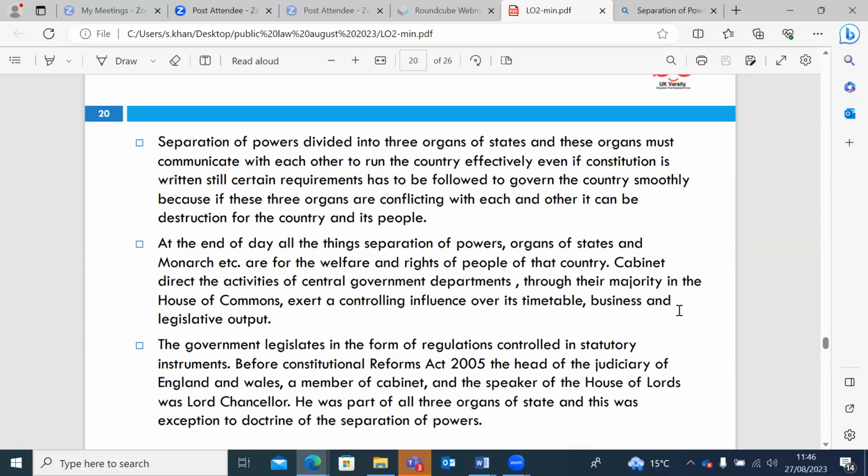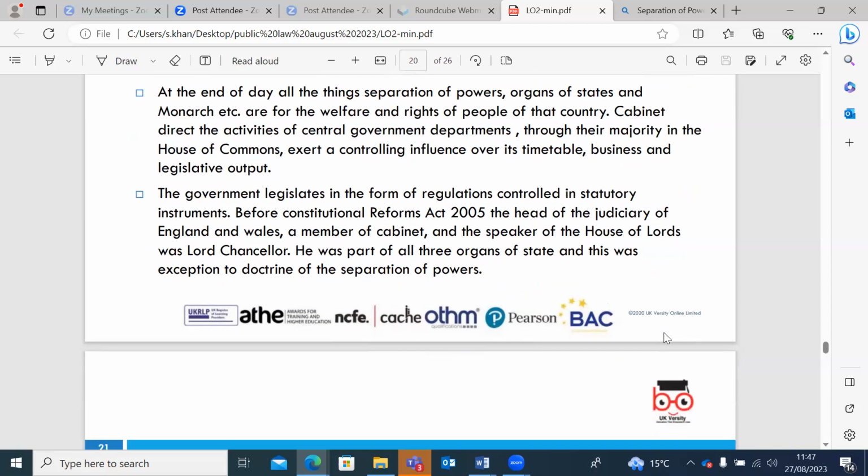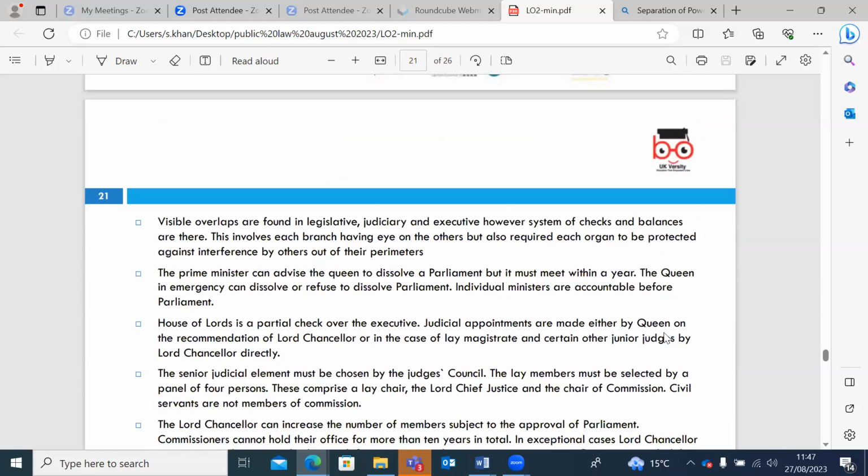Cabinet directs the activities of central government departments through their majority in the House of Commons, exerting controlling influence over its timetable, business and legislative output. The government legislates in the form of regulations contained in statutory instruments. Before the Constitutional Reform Act 2005, the head of the Judiciary of England and Wales, a member of Cabinet and the Speaker of the House of Lords, was the Lord Chancellor. He was part of all 3 organs of the state, and this was an exception to the doctrine of separation of powers.